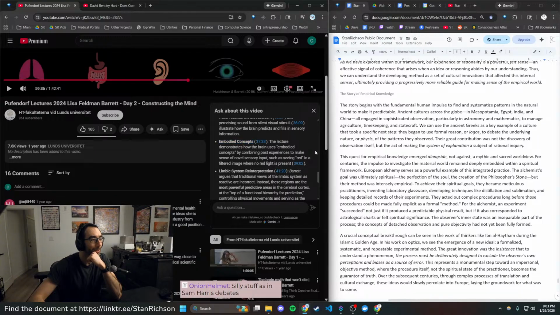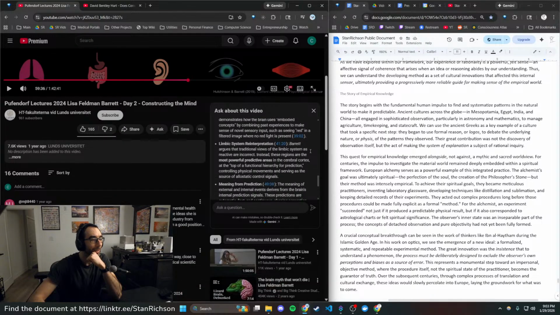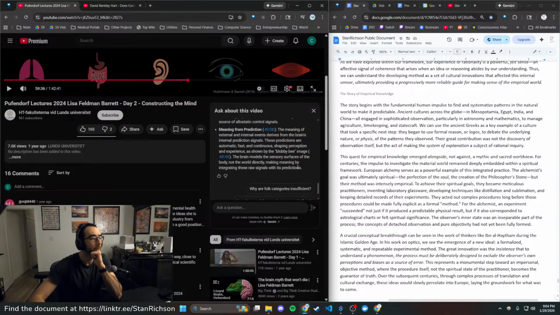Embodied concepts. Here we go. Limbic system reinterpretation. The traditional views of the limbic system. Yep, we went through that recently. Meaning from prediction. Okay, this is her affective realism, maybe? The meaning of external and internal events derives from the brain's internal prediction signals. These predictions are automatic, fast, and continuous, shaping perception and experience, as shown by the blobby bee image. The brain models the sensory surfaces of the body, not the world directly, making meaning by integrating.